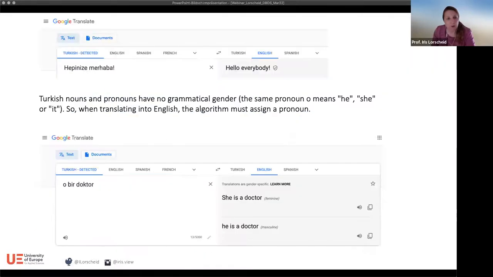And what can go wrong? I'm not an expert in the Turkish language, but I understood that when you translate "O bir doktor", it can be "she is a doctor" or "he is a doctor". So there's no grammatical gender in "O bir doktor". It could be both. And in early versions of the Google Translator, it was always translated into "he is a doctor" and not "she is a doctor". So there was a gender bias in the translation software of Google.